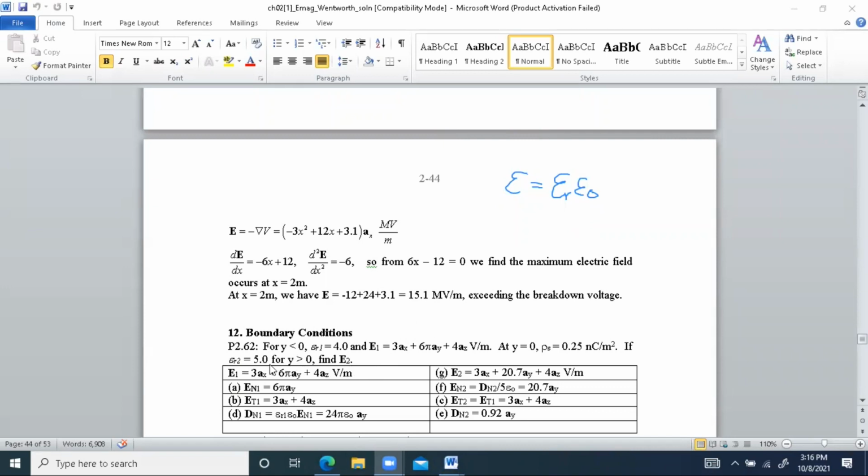So ER is what's given here: epsilon R2 and epsilon R1. So D equals epsilon E, right? This is epsilon R1 times epsilon naught. So here, if you multiply 4 times epsilon naught, you get 24 pi epsilon naught for D, because D equals epsilon E.